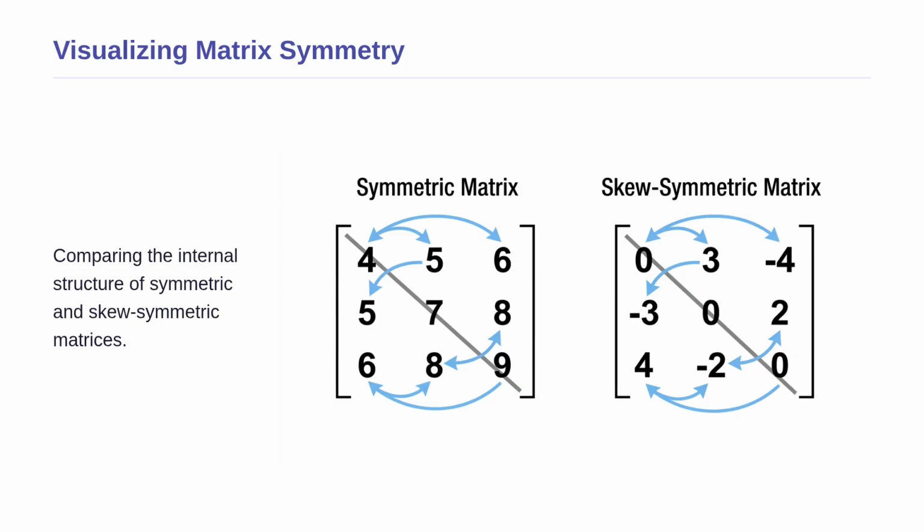On the left side of the diagram, notice how the symmetric matrix has identical values reflecting perfectly across the main diagonal. It is a perfect mirror image. On the right side, the skew-symmetric matrix has opposite values reflecting across a diagonal that is made entirely of zeros. This visual structure is exactly what forces their determinants to behave in such strict, predictable ways when we calculate them.